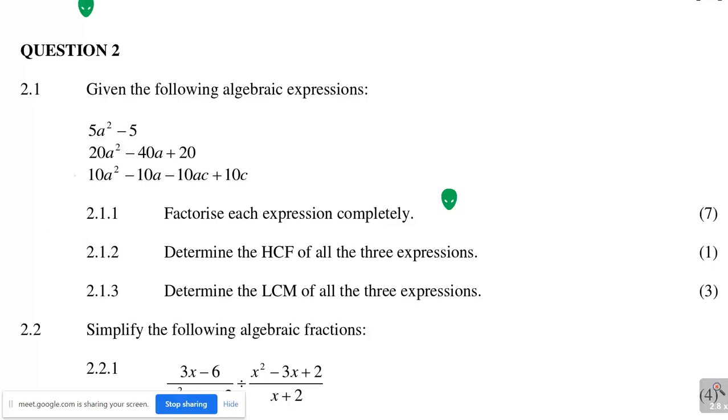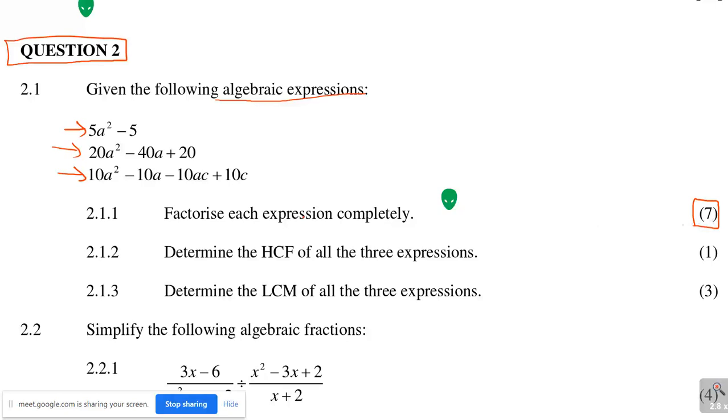Now it's fine. Now look at this, this is another question. Question 2 that was written in 2019. It says, given the following algebraic expression, so we are given this. You've got that, you've got that, you've got that. Now the question says, factorize each expression completely. How many marks do you have there? It's 7 marks. You see?